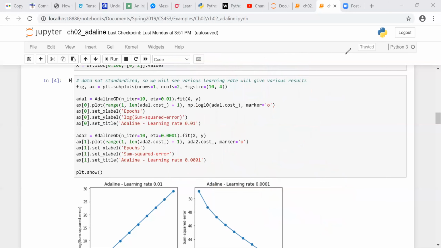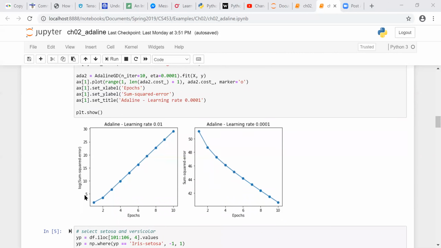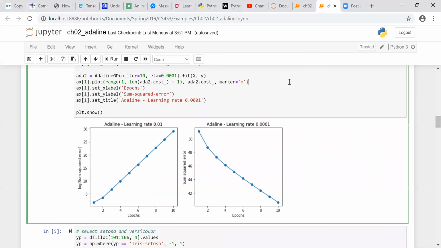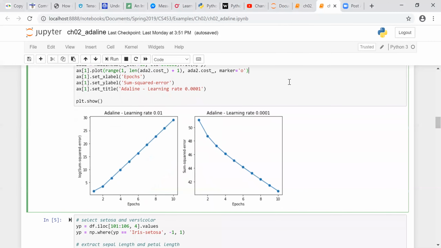Okay, so here it shows us the first is with a 0.01 learning rate. The second gives a 0.0001 learning rate. We calculate it and we also plot, and you can see clearly the second one is better. This one is good. This is not good. That learning rate is not good.